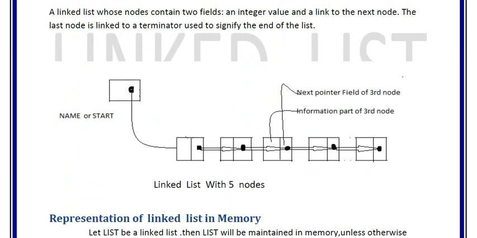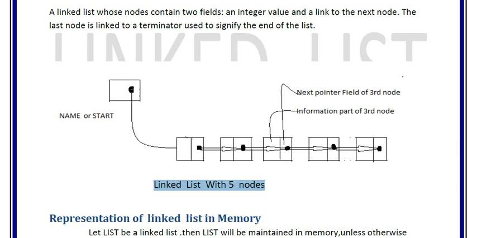By this figure, you can easily understand what I am saying. The name of start is here, and each and every node is connected with the other by linking. That is why it is known as linked list. Here we have 5 nodes which are connected with the link. Here those pointers are for the next pointer of the third node, and this section is for the informational part. That means this first section, which is situated in the left section, contains the information, and this one contains the pointer value of the next pointer.